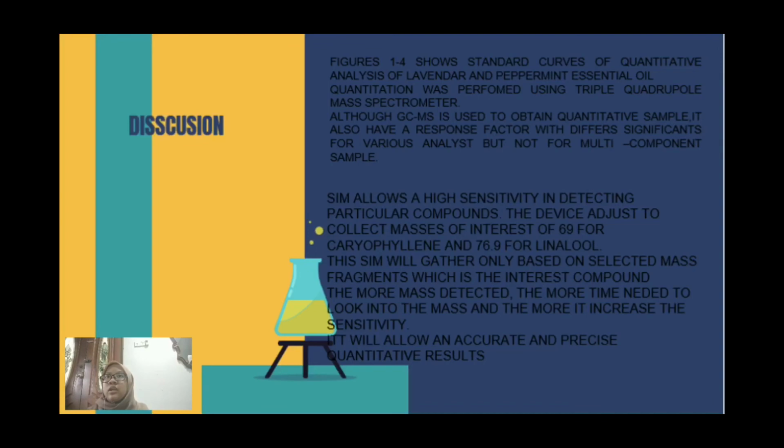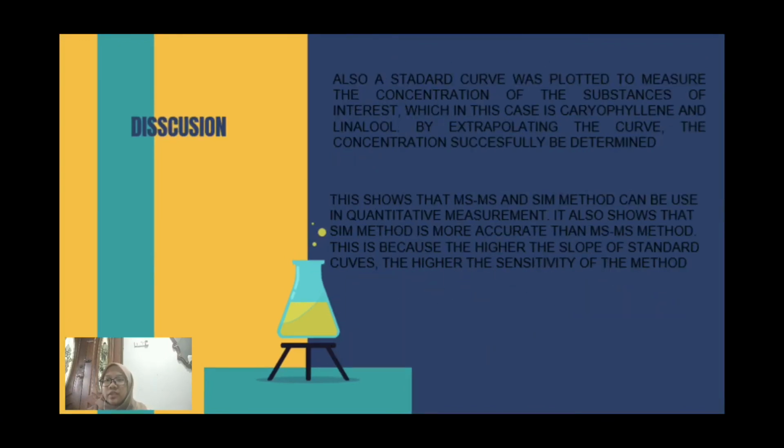SIM also allows a high sensitivity in detecting particular components. The device adjusts to collect masses of interest, 69 for caryophyllene and 76.9 for linalool. This SIM will gather only based on selected mass fragments, which are the compounds of interest. The more masses detected, the more time needed to look into each mass, and it also increases the sensitivity for the SIM. It also allows accurate and precise quantitative results.